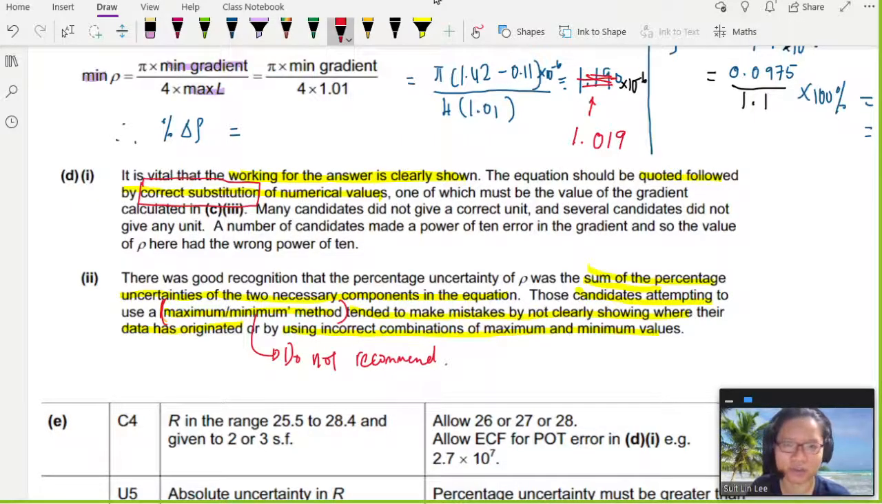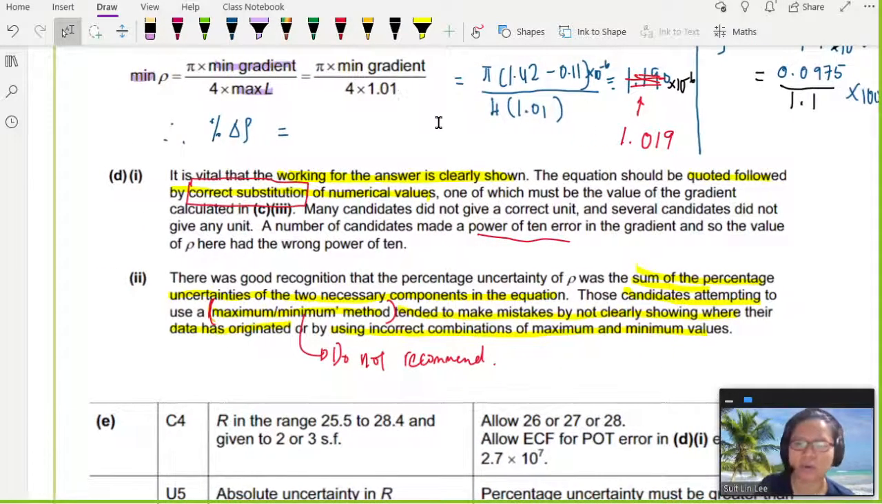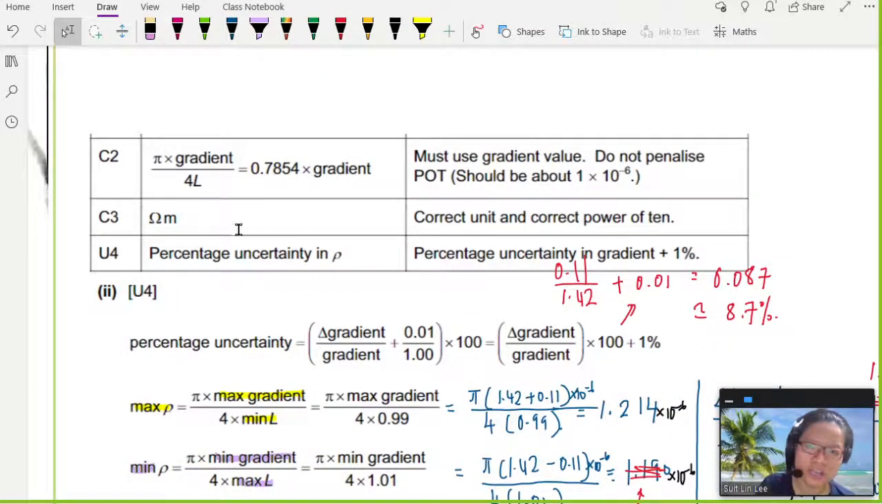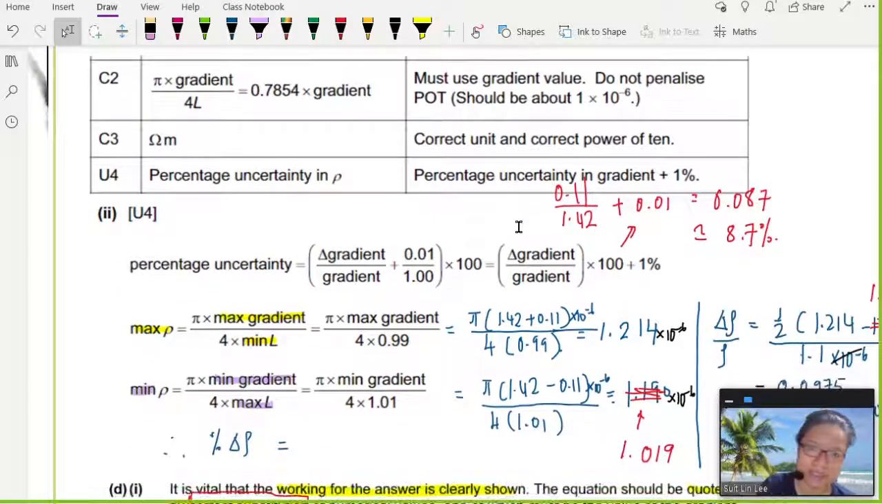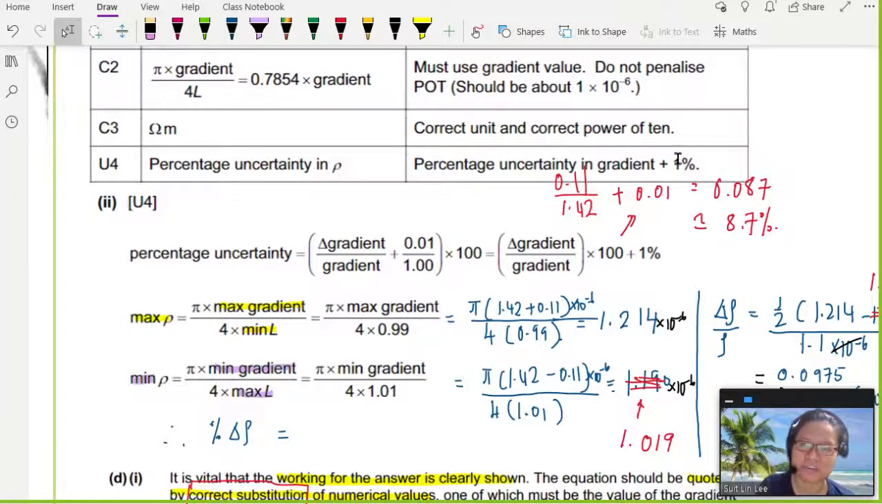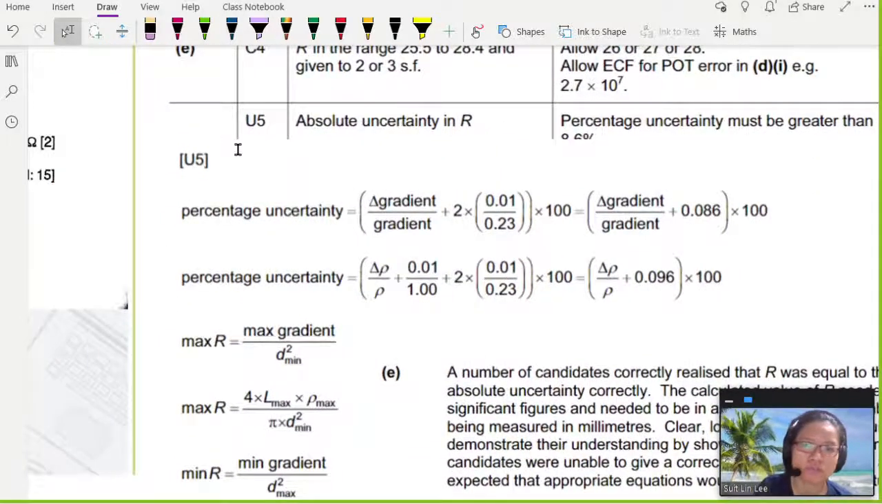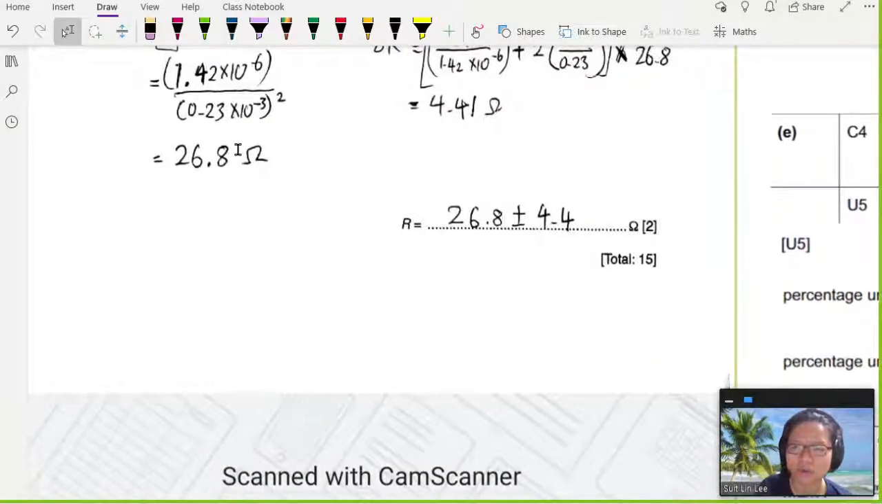Many candidates did not give the correct unit, including this one, and several candidates did not give any units. So sad. Then there are power of 10 errors in the gradient. So this one will also have a power of 10. If you don't get this range right, then a bit sad. Correct unit and correct power of 10. You will lose this C3 mark if you didn't have the correct power of 10, which is negative 6. So you can still get C2, but you will lose C3, especially if you calculate things wrongly from the beginning.